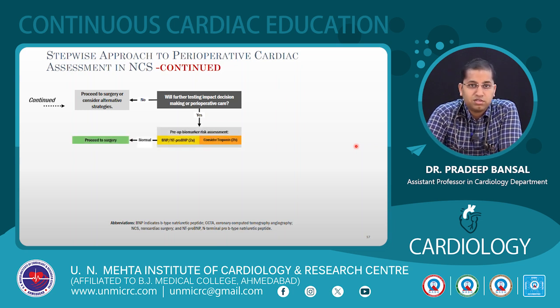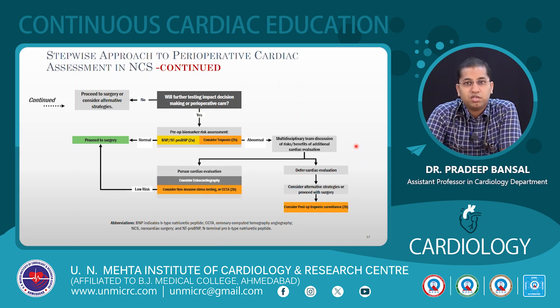then we can consider preoperative biomarker assessment like BNP and troponin. If normal, then we should proceed to surgery. If abnormal, we should have a multidisciplinary team discussion about the risk and benefit of further cardiac evaluation. If there is a low risk, then we can again consider the surgery. But if there is a high risk, then we consider an alternative strategy or proceed to surgery according to the team-based discussion.